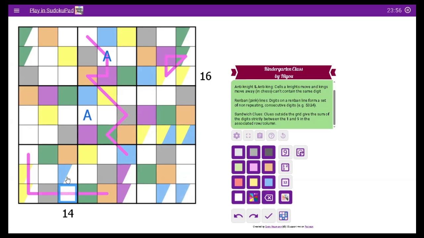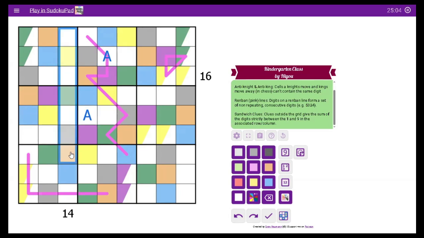So taking out a blue from here, making this blue. Now blue must go there. So blue must go here. We've almost done all the blues. Oh, this sees blue by knight's move. So this is blue, which means that's blue. So blues are done. We take a look at where does A go in column 3.